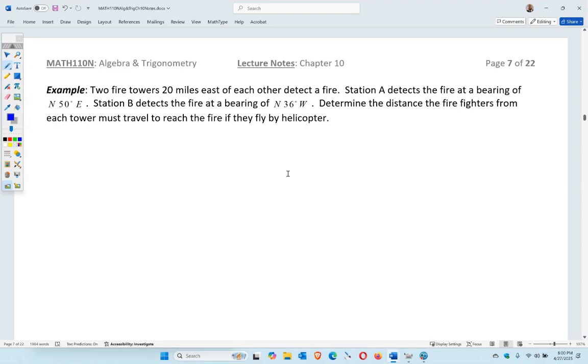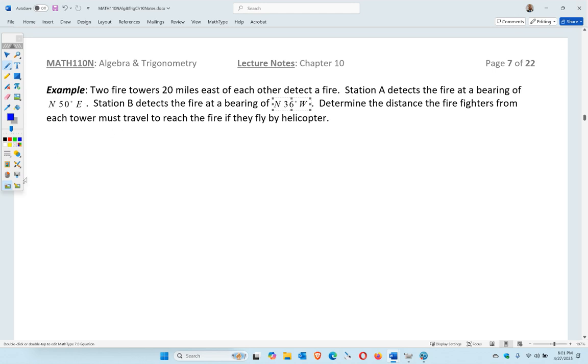Professor Belden, this is Chapter 10, Section 1. This is Part 4. We're going to try some problems in context now. So we have two fire stations, or towers. Tower A is 50 degrees north by east, and Tower B is north by 36 degrees west.